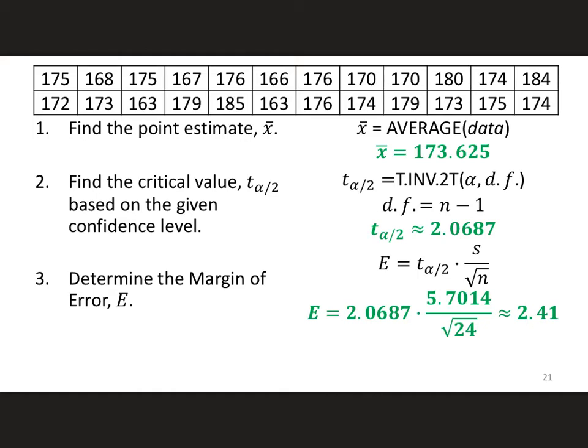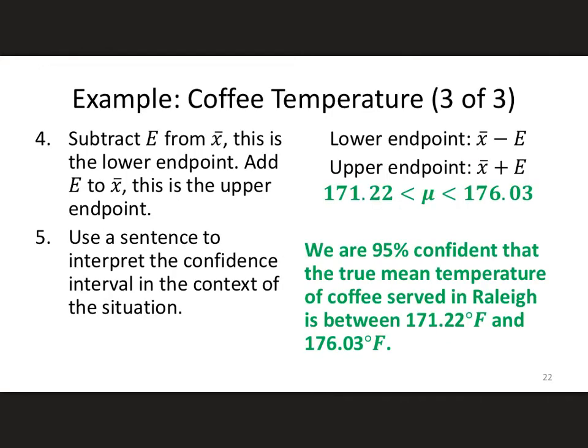Determine the margin of error, and if you're using Excel, which you should be doing, use cell referencing. Then you're going to add and subtract E to and from the x bar, and that's going to give you your lower and upper endpoints. And then, of course, you're going to interpret the confidence interval in the context of the problem. In this problem, we would say we are 95% confident that the true mean temperature of coffee served in Raleigh is between 171.22 degrees Fahrenheit and 176.03 degrees Fahrenheit.